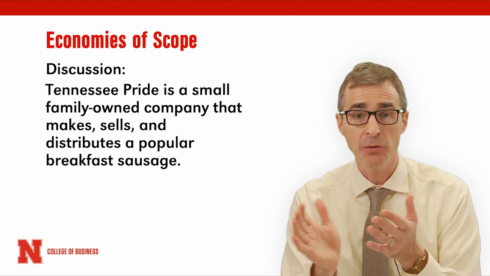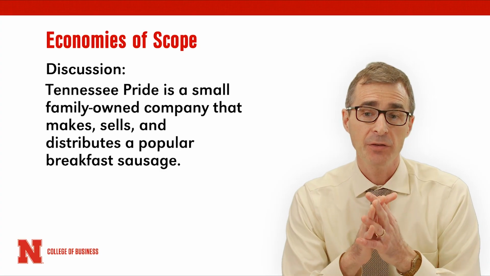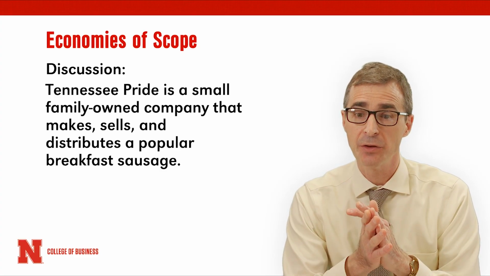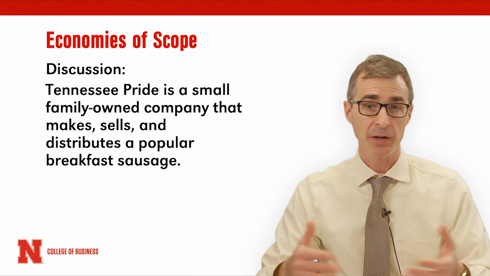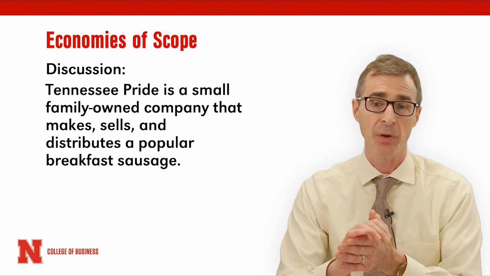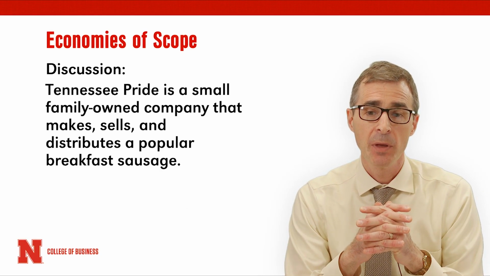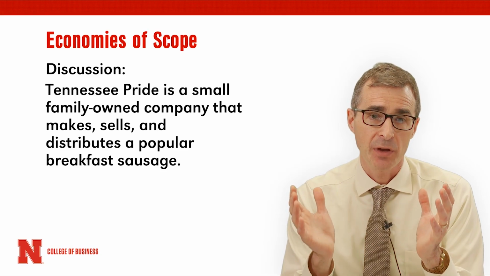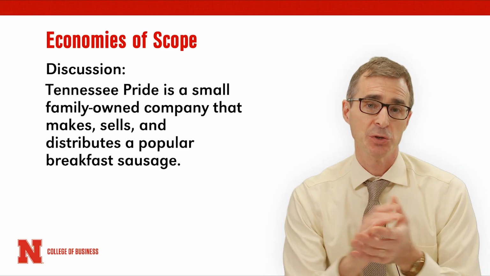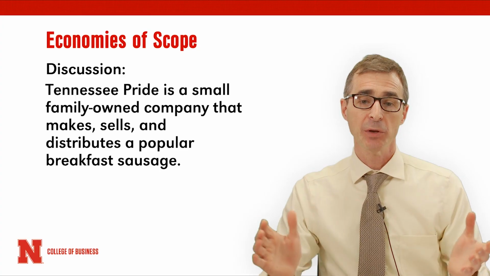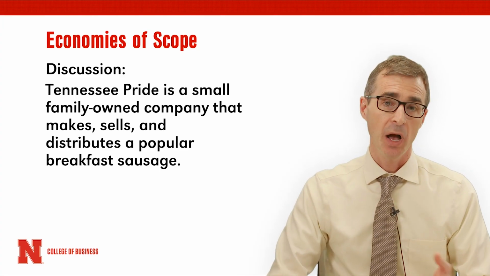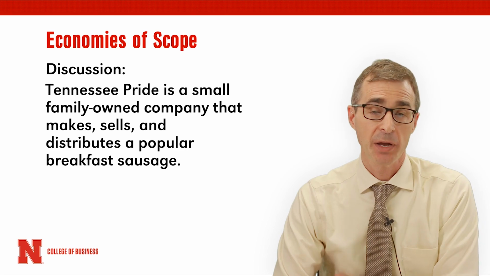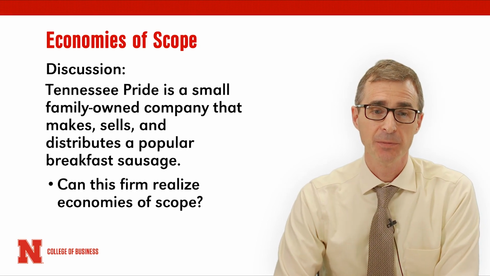Or it could outsource its distribution. Several regional and nationwide distribution companies actually distribute a variety of food products, Sysco being one that many are familiar with. And these companies could actually capture a certain economy of scope by distributing a full portfolio of meat products. And so there would be a potential partnership there that Tennessee Pride might also be able to capture.